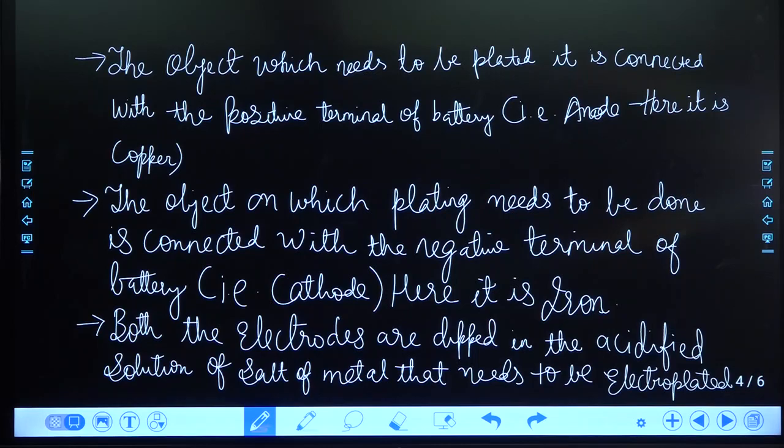Please keep in mind this is the most important answer because again it is getting repeated in class 10.